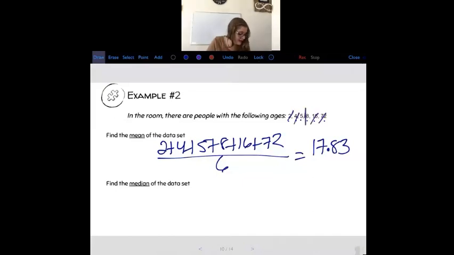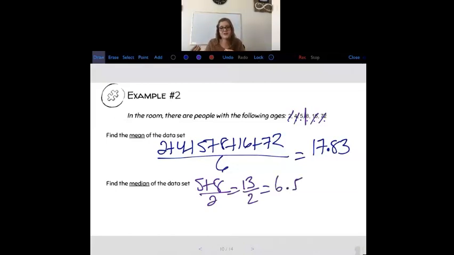The median in this case would be between 5 and 8, which would give us about 6.5. Okay, so notice that these two are very different. The average is much higher. The median is about 6.5. So what is going on here?